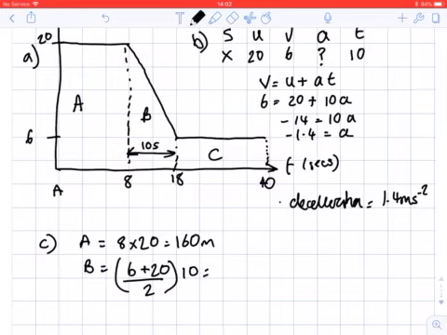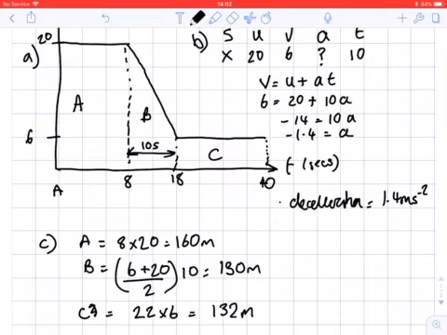And again, I've done this in previous videos. Always recheck your workings. So I've left these in deliberately. I'm not making silly mistakes. I'm doing it so you can see. So 26 divided by 2 is 13 times 10 is 130 meters. And then finally C, again, is just a rectangle. So we've got 18 to 40 is 22 times by 6, which is 132 meters. And I think if you add all those distances together, you will get a total distance of 422 meters.